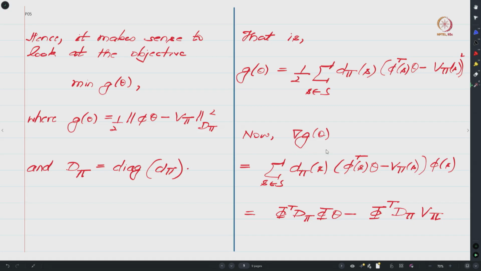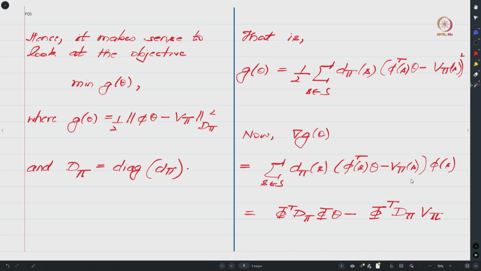So towards that let us take the gradient. If you take the gradient, this half and this 2 will cancel off, and so you see that I have nothing over here. So this d pi of s comes down as it is, and I will first take the derivative of this. So this 2 vanishes, and in fact it cancels with this 2.